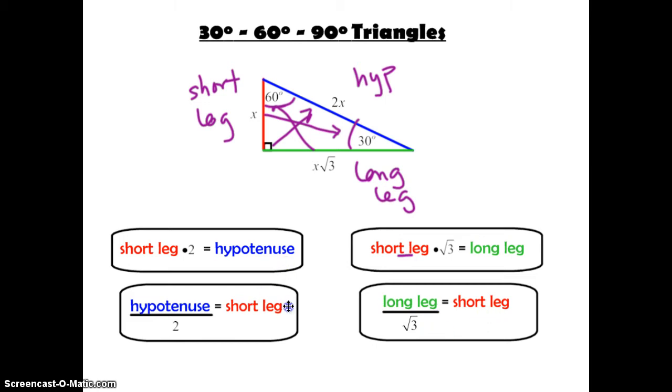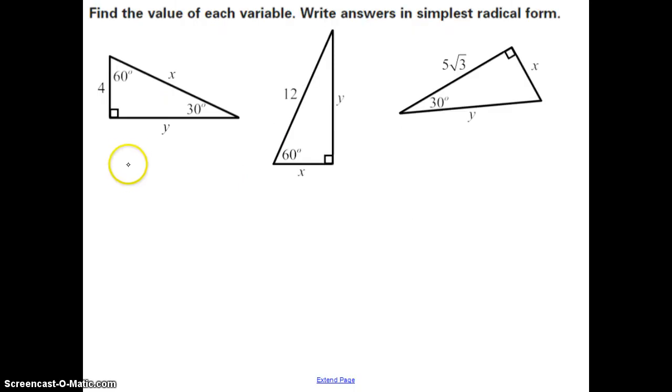Now, if you look at these four equations carefully, you'll notice that there's nothing that takes you directly from the hypotenuse to the long leg or from the long leg to the hypotenuse. And that's because you can't. It always has to be a two-step process. You're always going to have to find the short leg first in order to find the other piece of information you're looking for. So let's work out a couple examples.